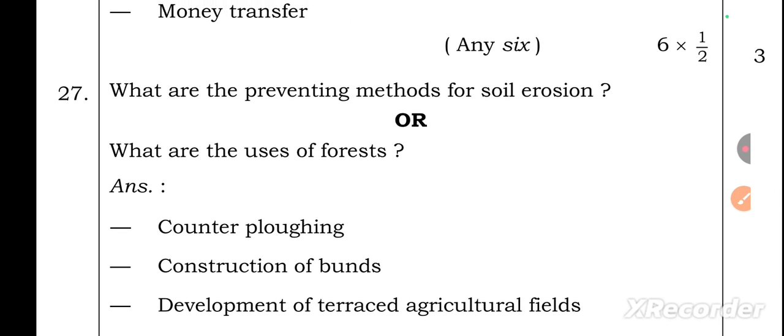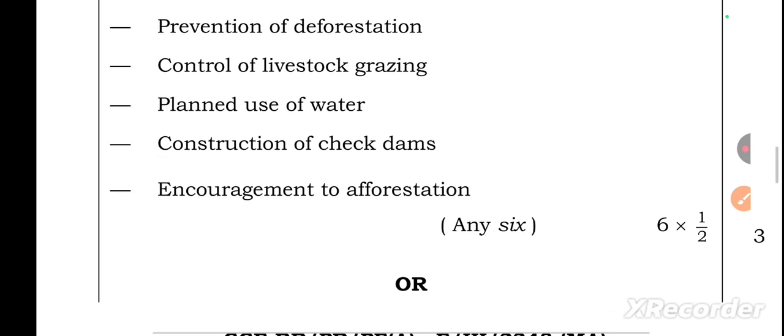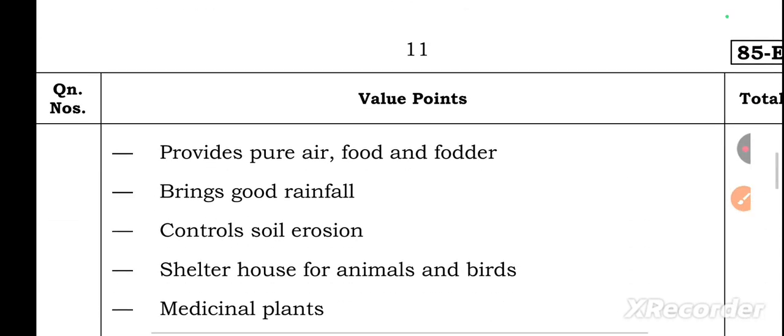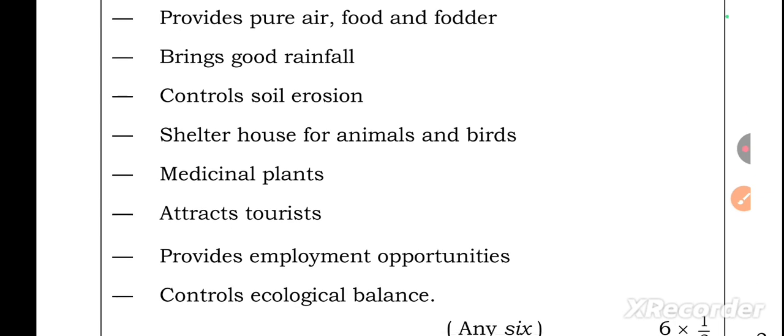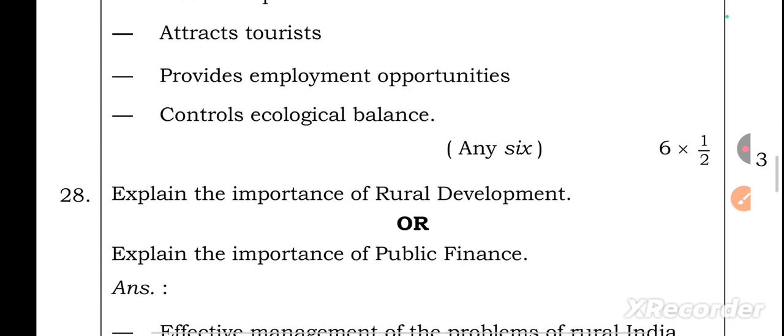For this question, they asked another R type question: what are the uses of forests? Okay, this is also an important question. Provide pure air, food and fodder, bring good rainfall, control soil erosion, shelter house for animals and birds, medicinal plants, attract tourists, provide employment opportunities, control ecological balance.